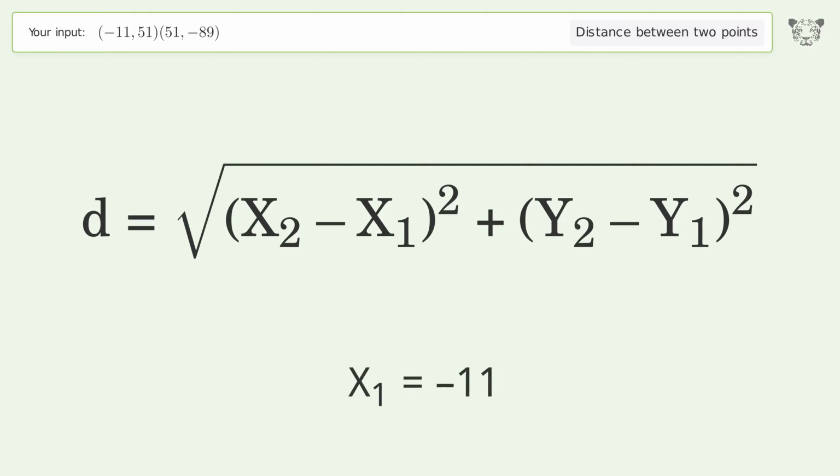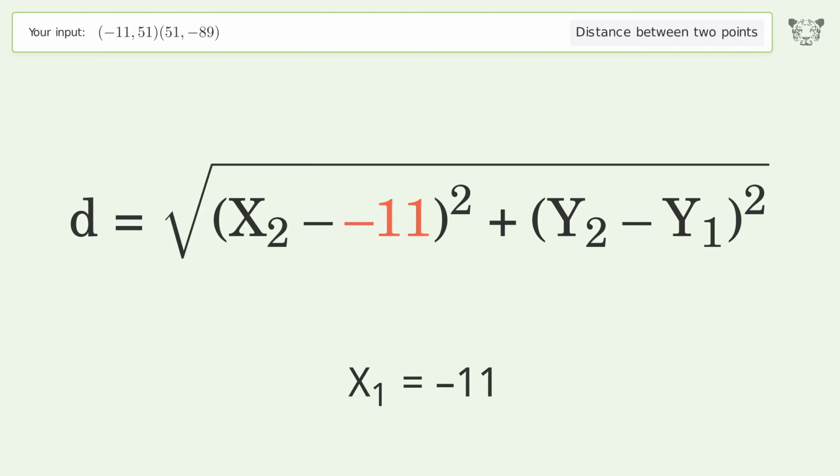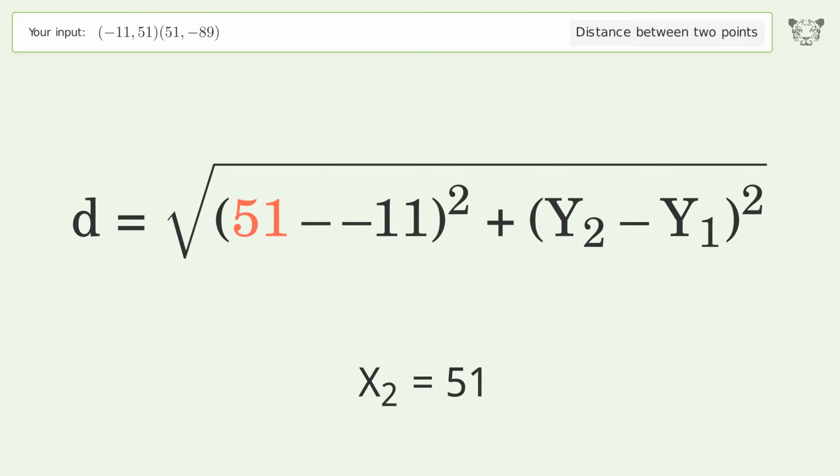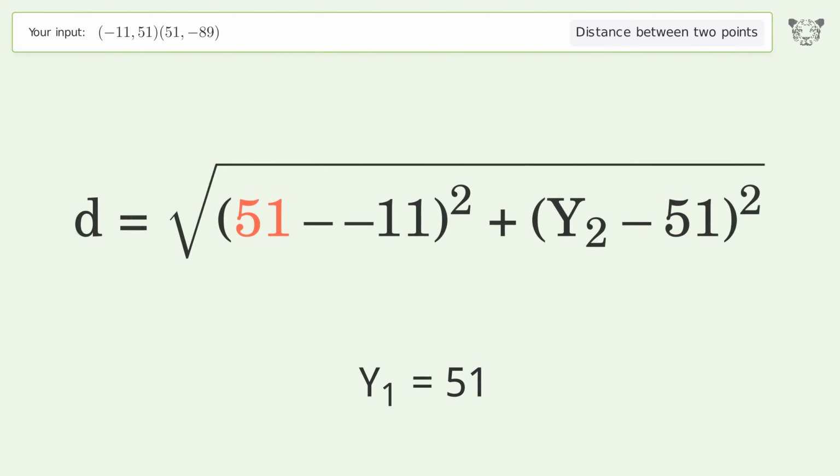x1 equals -11. x2 equals 51. y1 equals 51. y2 equals -89.